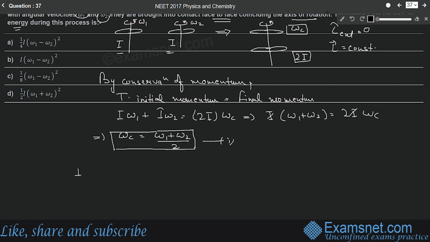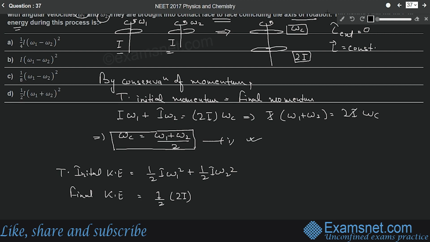Let's write it down here. What is the initial energy? Initial kinetic energy will be the sum of kinetic energies of the two disks. So for the first one it will be half I omega 1 square, and for the second one it will be half I omega 2 square. So this is the total initial kinetic energy. And what will be the final kinetic energy? Final kinetic energy will be equal to half, the moment of inertia for the combination is 2I, right? So 2I, and the angular velocity is (omega 1 plus omega 2) divided by 2 that we have just found out. So (omega 1 plus omega 2) divided by 2 whole square.